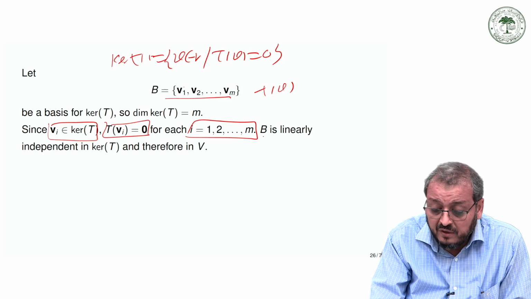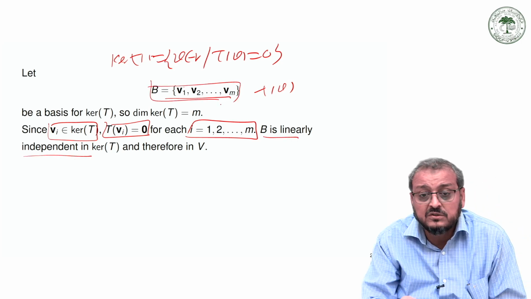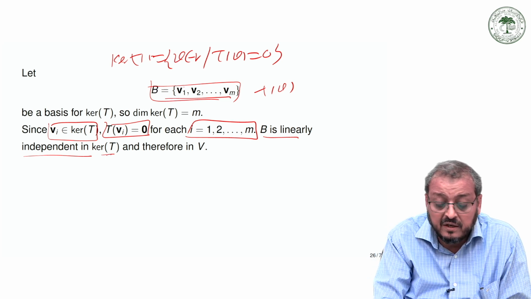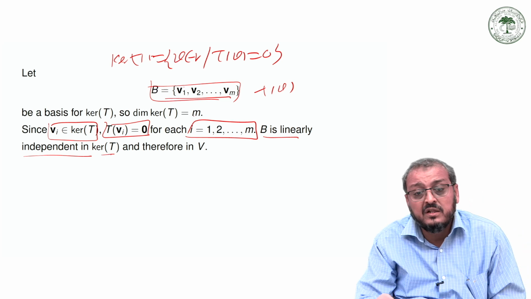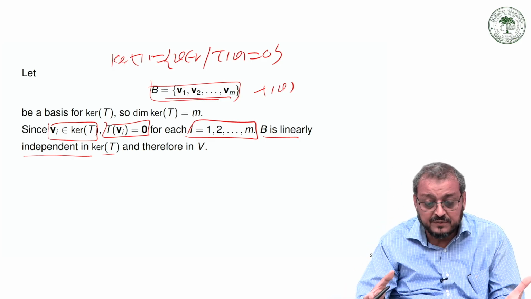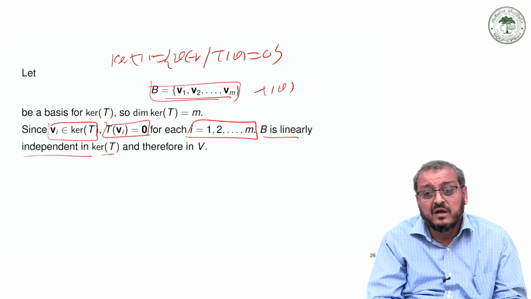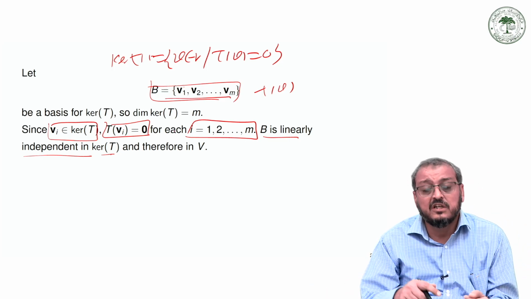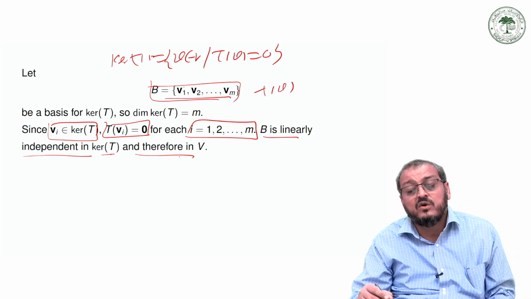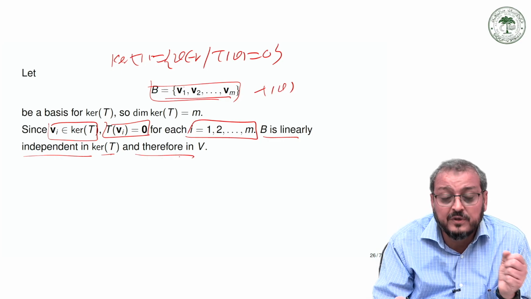And now B is linearly independent, because it is a basis. So this is linearly independent in the kernel of T. These are linearly independent in the kernel of T, so we can say that they are also linearly independent in the vector space V, which has dimension n.